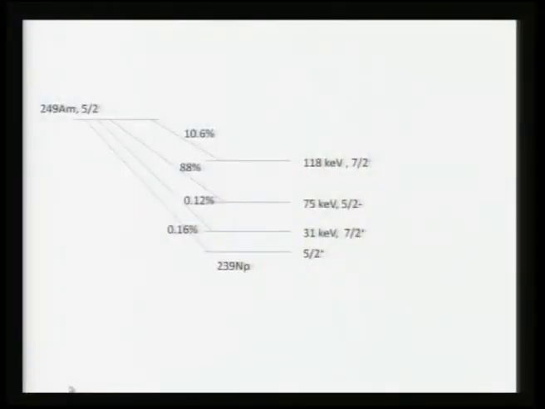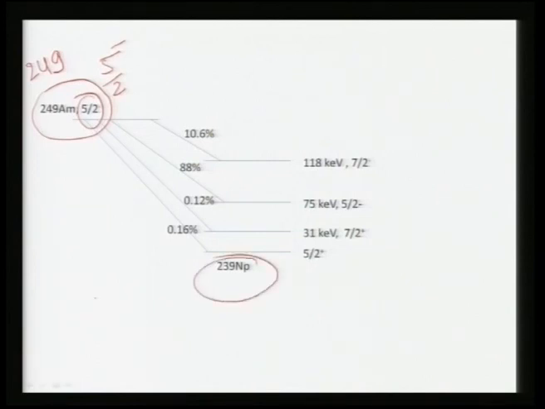I will show you yet another slide here. This is a different case. Here it is not even-even nucleus, it is an odd A nucleus. This is Am, americium 249, and the ground state spin parity is given here, 5/2 minus for the parent nucleus. If it alpha decays, it will decay to this 239 Np, and for this the ground state happens to be 5/2 plus.